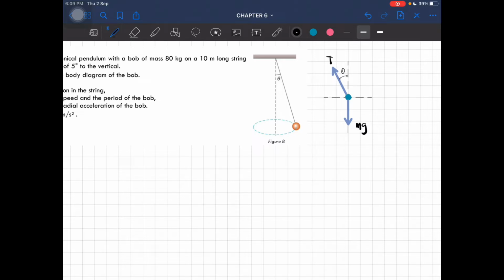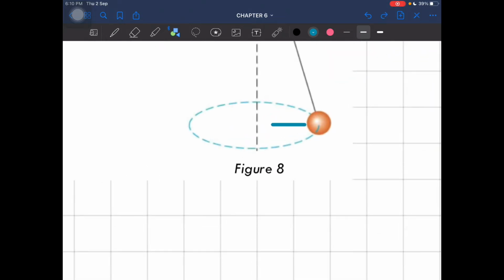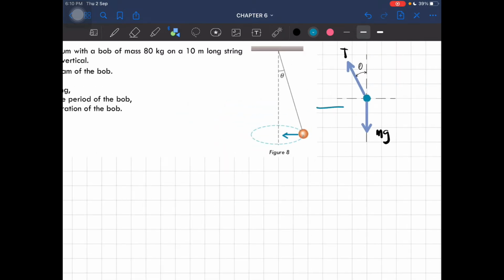Remember, we do the free body diagram, and then if there is an acceleration, we will be following the direction of acceleration to be positive. So the forces that follow the direction of the acceleration become positive. And remember, the direction for the centripetal acceleration is always pointing towards the center, which is like this. So if we draw it here, acceleration is pointing to the left.